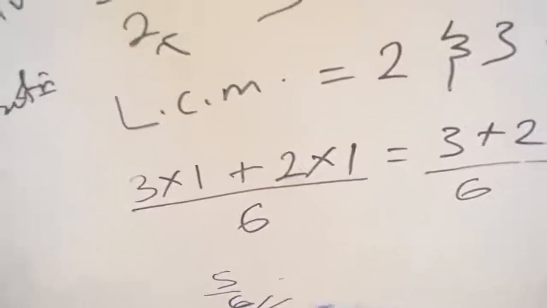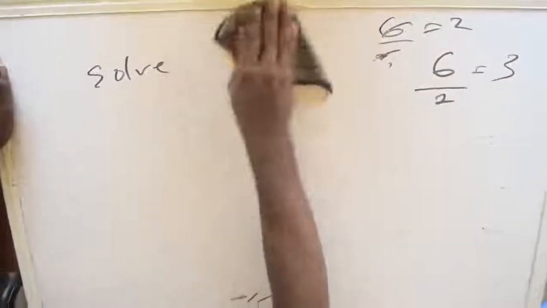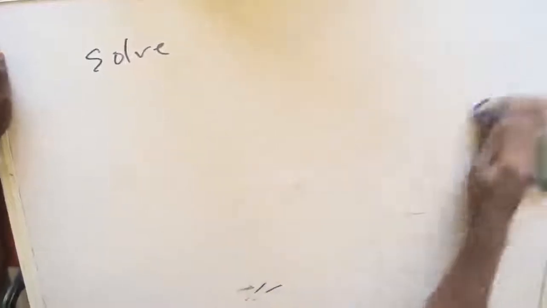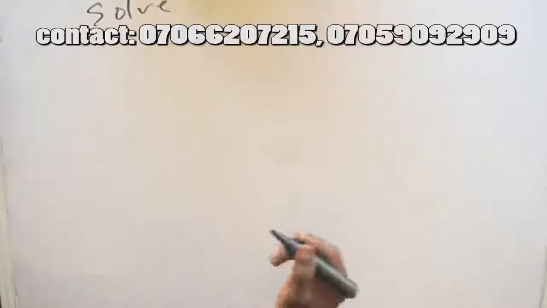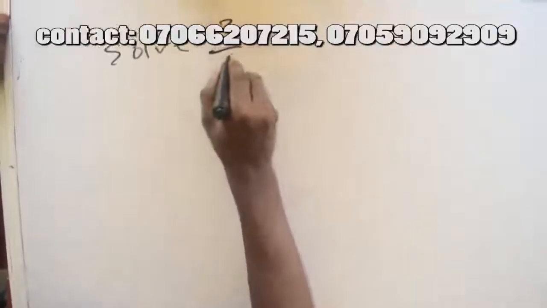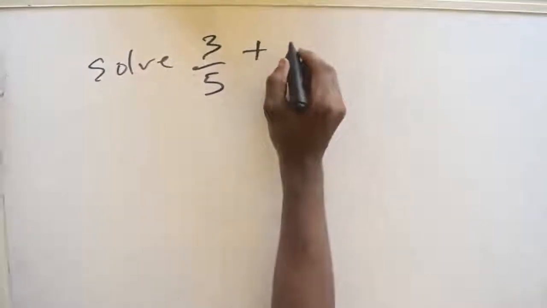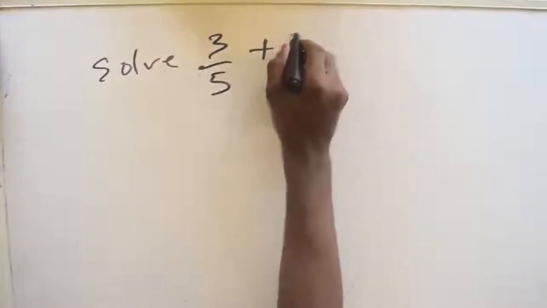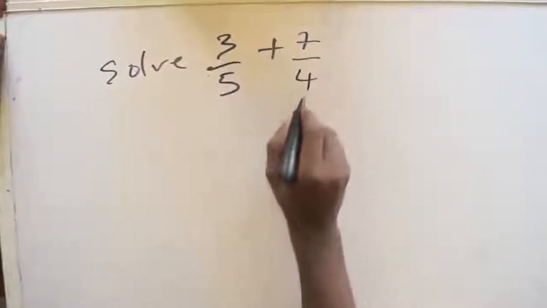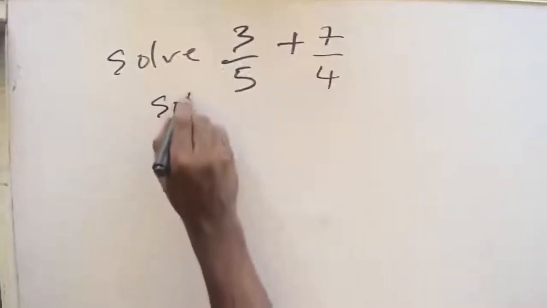All right, so let me also give you guys another example. It will help you at least to make sure that you know what is happening under the hood. I say solve. Here I write 3 over 5 plus, let's say, 7 over 4. So when you're looking at this, you write solution.